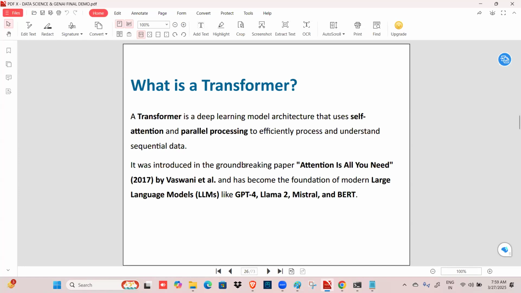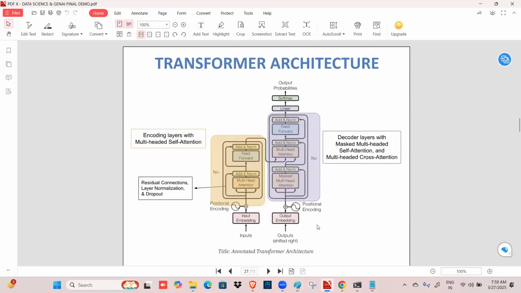It was introduced in the breakthrough paper "Attention Is All You Need". After that, these large language models, AI tools like GPT-4, Llama, Mistral, BERT, Claude, Grok, were all developed based on transformers only. Now you can see this transformer architecture. We are going to study this exclusively in our course structure.